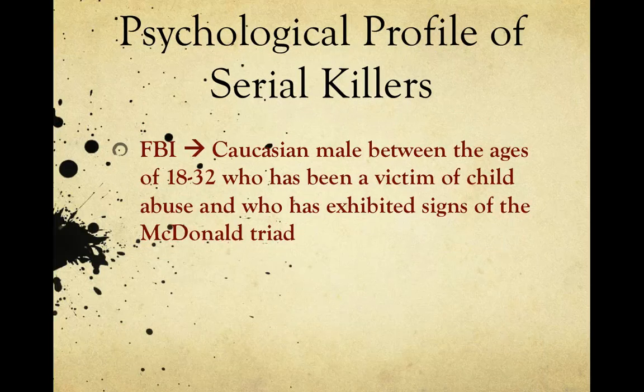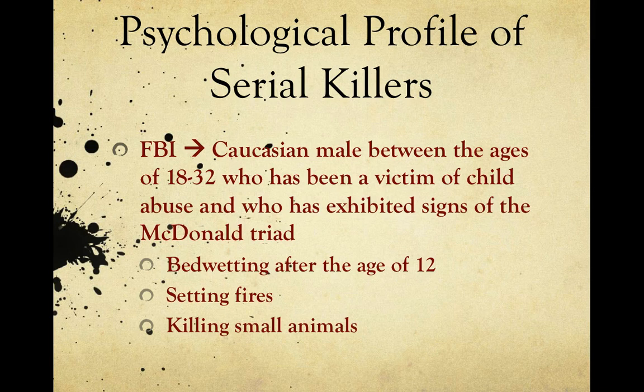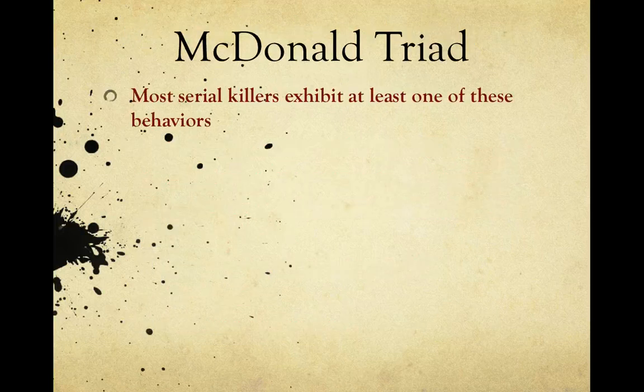The FBI has created a psychological profile of a serial killer, which includes a Caucasian male between the ages of 18 and 32, who has been the victim of child abuse and who has exhibited signs of the McDonald triad, which is bedwetting after the age of 12, setting fires, and killing small animals. Of course, this is just a profile of who they believe to be the typical serial killer. With regard to the McDonald triad, most serial killers exhibit at least one of these behaviors.